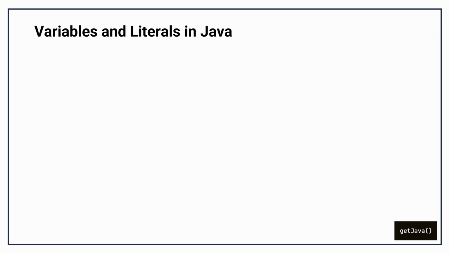In the previous video we have seen what data types are in Java. In this video we will be seeing what variables and literals are in Java. So let's consider an example.